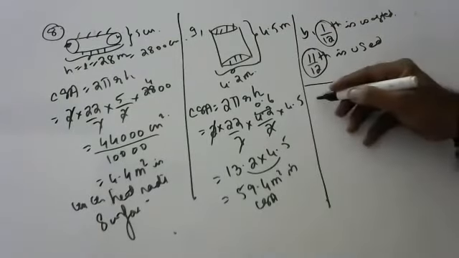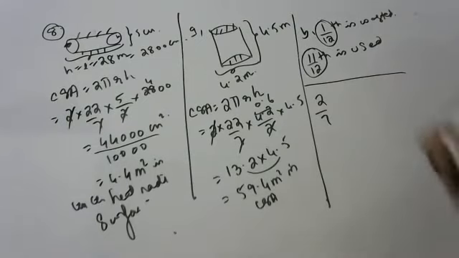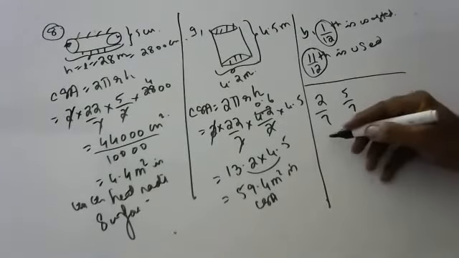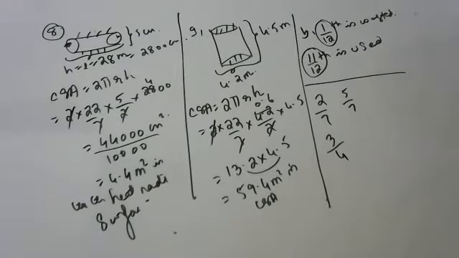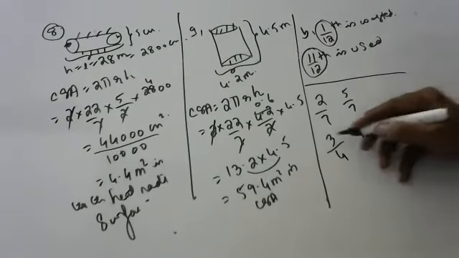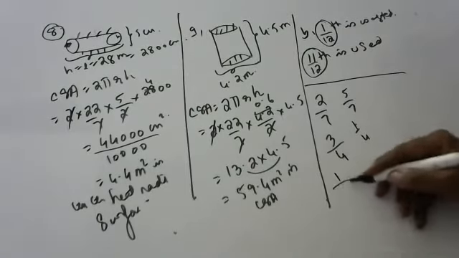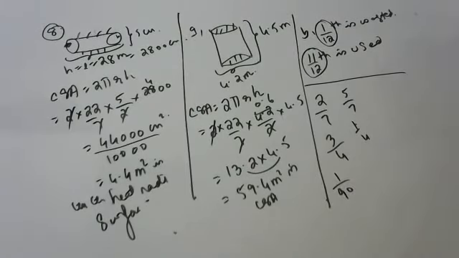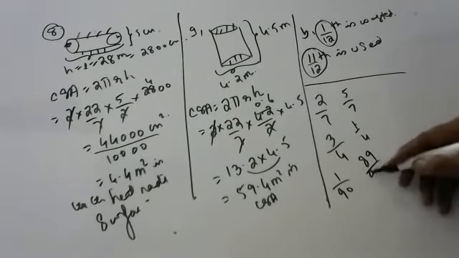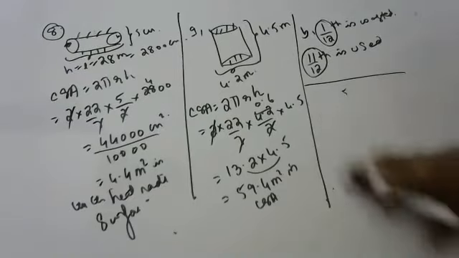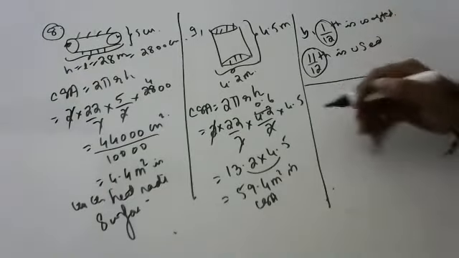Can anyone say if 2/7 is wasted, how much is used? 5 by 7. Can anyone say if 3/4 is wasted, how much is used? 1 by 4. 3 plus 1 is 4. If 1/90 is wasted, how much is used? 89 by 90 is used like that. So 1/12 is wasted means 11/12 is used.